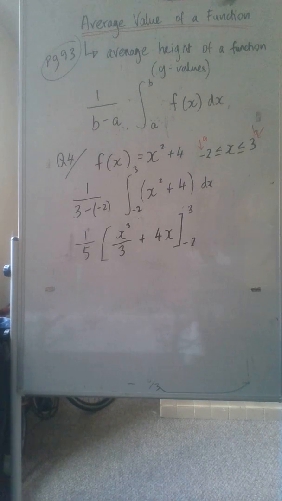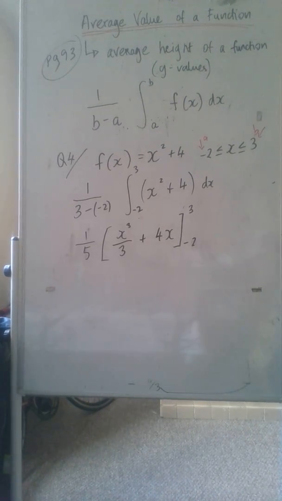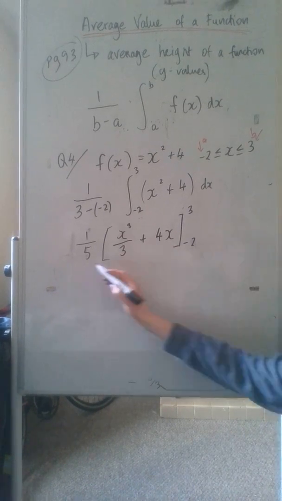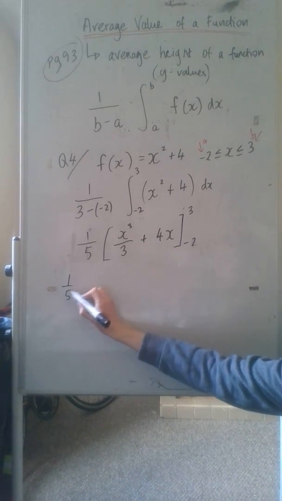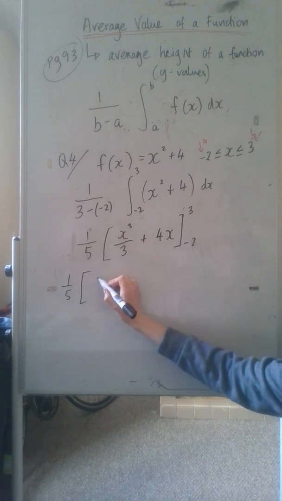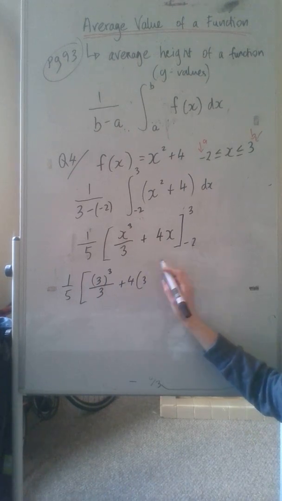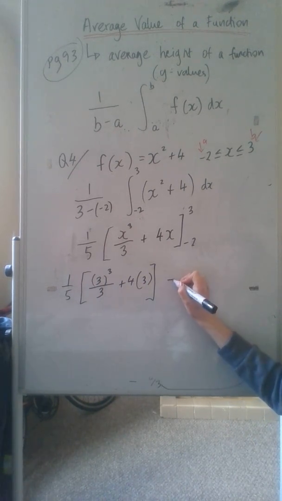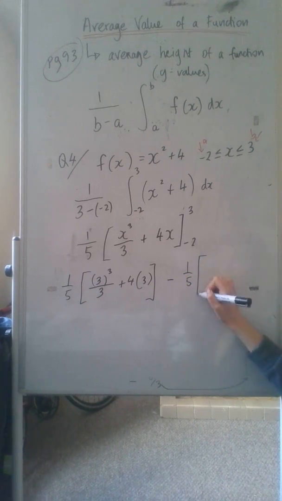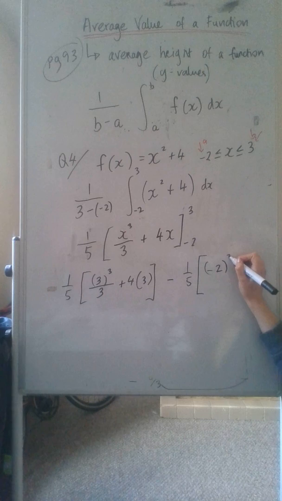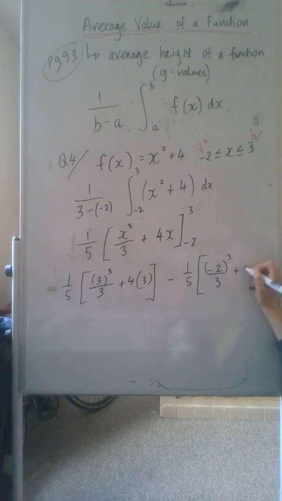Now what we're going to do is we're going to sub in 3 and -2 to everywhere where there's an x. Now see that 1/5? I'm going to leave that out in front, so it's going to be like this. 1/5. So the first one's going to be 3 cubed over 3 plus 4 by 3. And then minus 1/5, -2 cubed over 3 plus 4 by -2. Okay, so let me just double check I've done everything okay there. Yeah, so then I sub 3 into that one and -2 into that one.